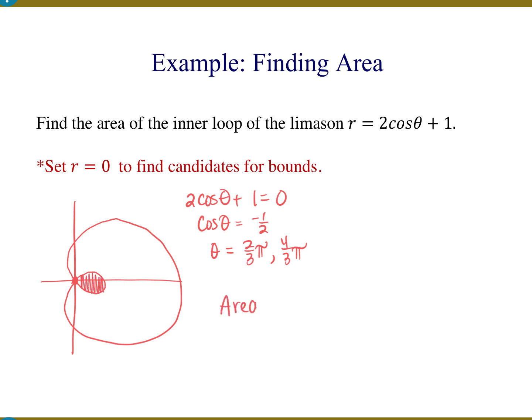That's the trickiest part. Now you just have to set up your integral, I'll put my 1/2 on the outside. My bounds are going to go from 2/3 pi to 4/3 pi. And the radius is going to be squared, so 2 cos theta plus 1 quantity squared d theta. Once you have your bounds, then finding the area should be no problem. You don't need to practice that again. I know you know how to type in a math 9.